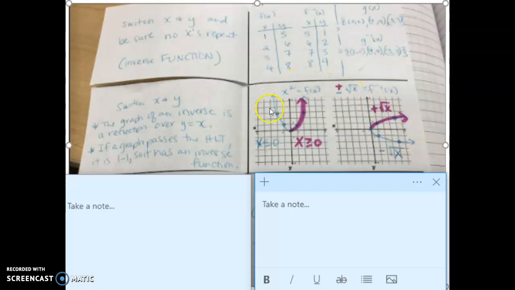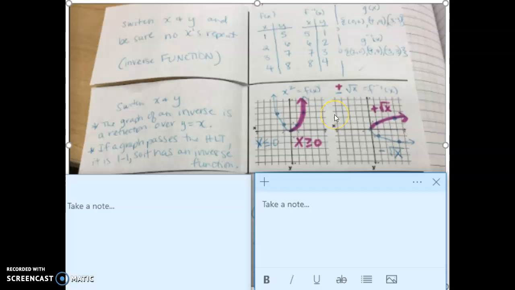So if we had done this from the very beginning, if we had taken x squared and tried to find its inverse, it would actually have been plus or minus the square root of x. This is what's going to undo an x squared function, the square root function. And we put a plus or minus because the x could have been positive or negative when it got squared, so that's why there's a plus or minus here.